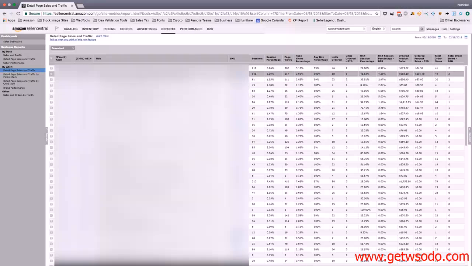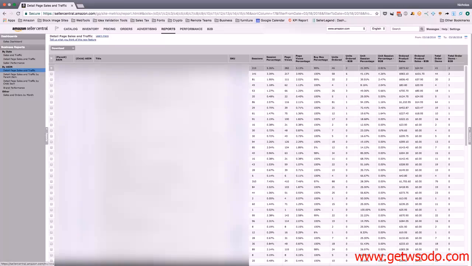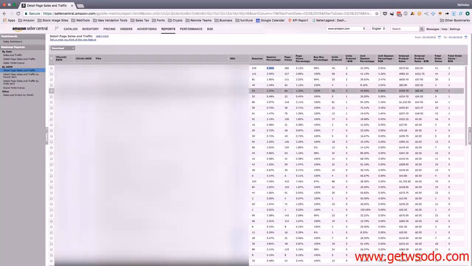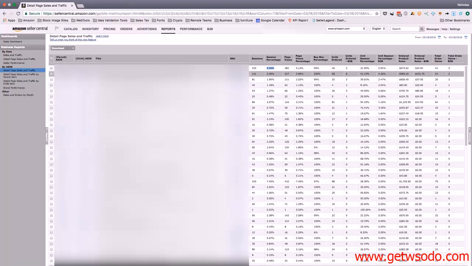So over here, we have a listing, and you can see that we have this many sessions, so this is how many views we're getting to the specific listing. And session percentage is basically a representation of what percentage these sessions represent across all the sessions my listings get across the board for this account.